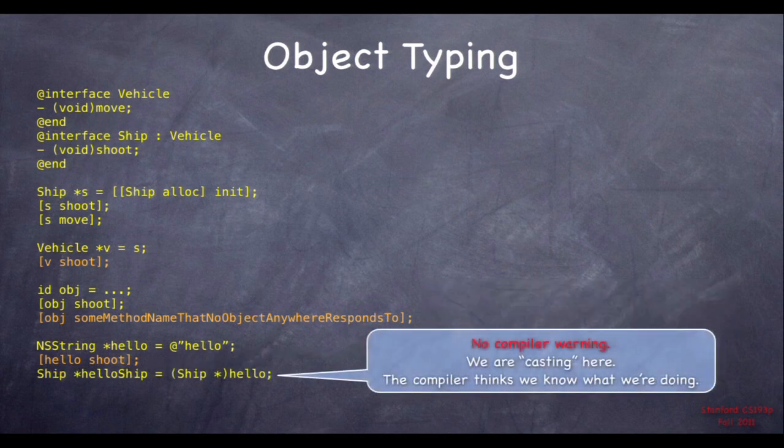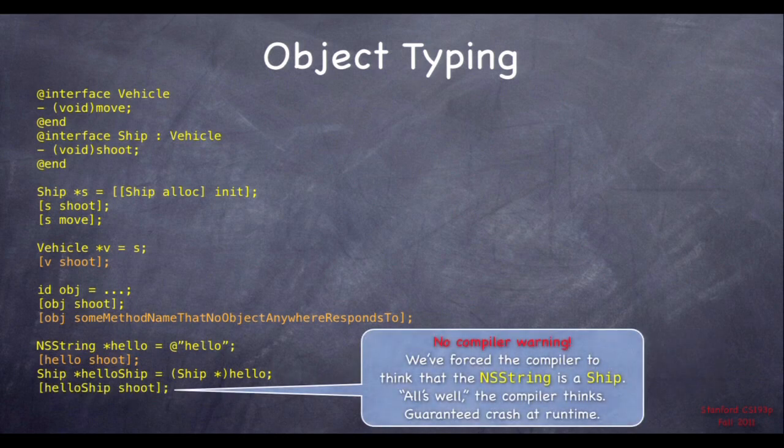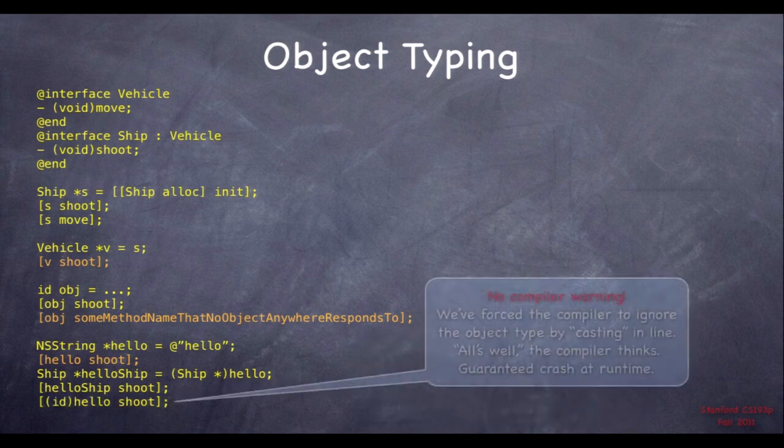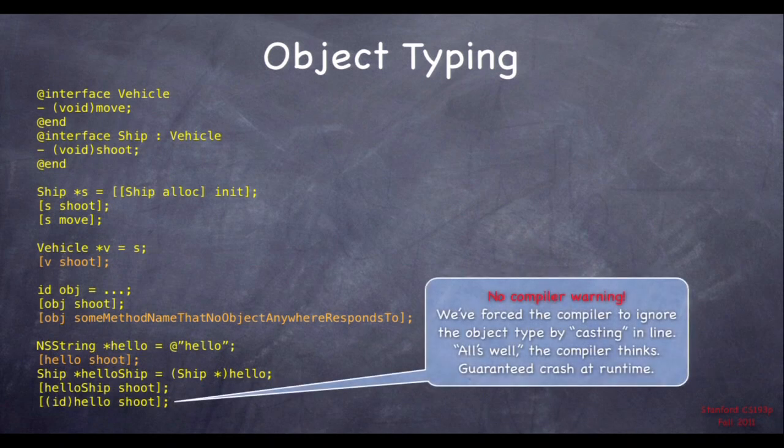But what if I cast it? What if I say ship star helloShip, so that's a pointer to a ship, equals casted ship star hello? Compiler's going to let me do this. It assumes that if you're casting, you know what you're doing. Now, of course, the next line, helloShip shoot, no warning from the compiler, crashes at runtime. Because, of course, string does not implement shoot. And then, finally, if I casted hello, which is that string, to id, right inline, and casting inline is allowed, and said shoot, that would also not generate a warning and would also crash at runtime.